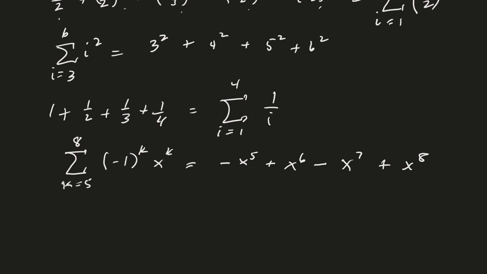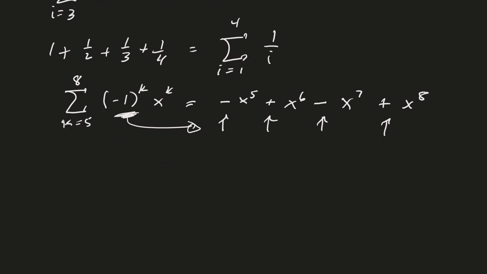And so one thing I would have you notice here is that when you have a minus 1 to the k power, what's happening is that the terms of the sum are alternating plus minus plus minus plus minus, or minus plus minus plus minus plus. Okay, so that's what the effect of having this minus 1 to the k power will do. Good.